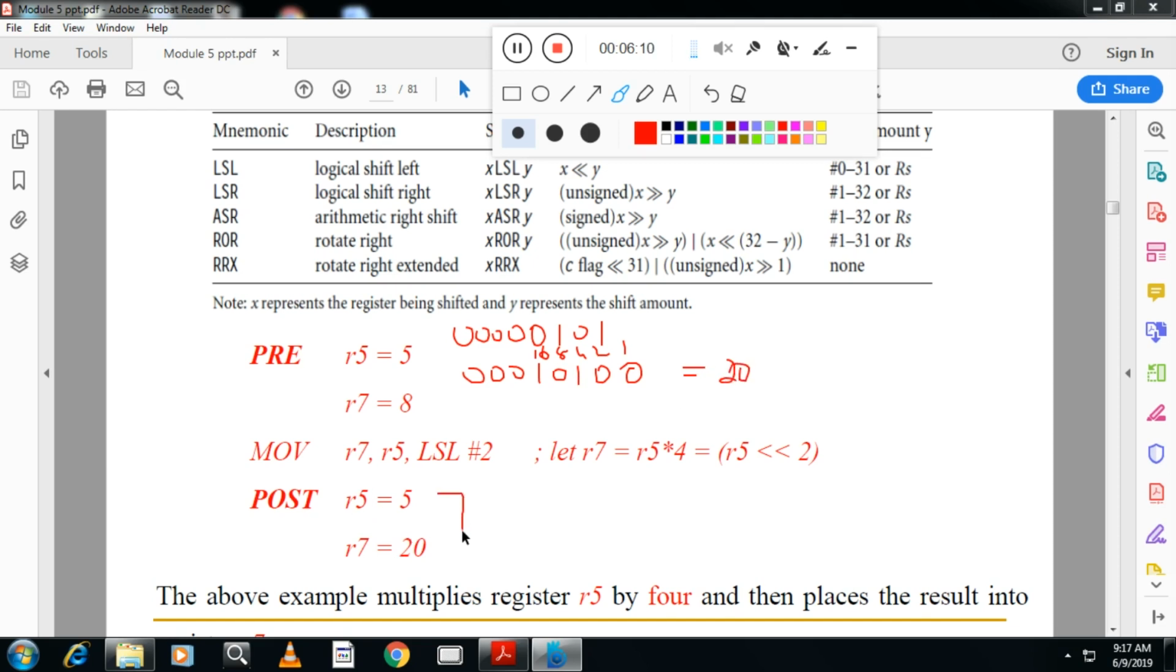So this is the final condition. R5 remains 5, but after left shift 20, it becomes 20. That is, 20 is moved to R7. So this job is done by the barrel shifter. So this will improve the performance.